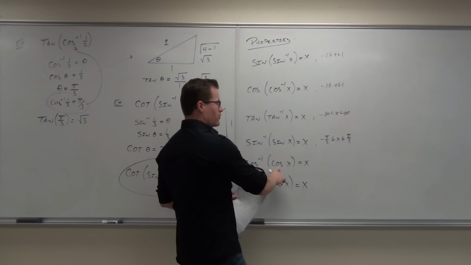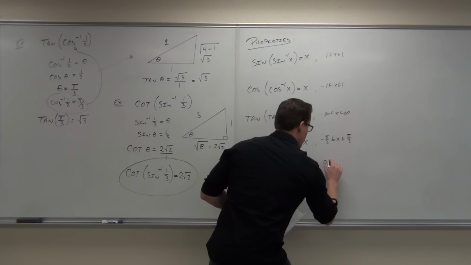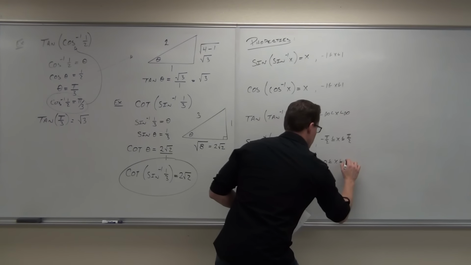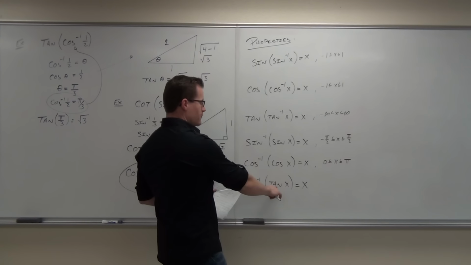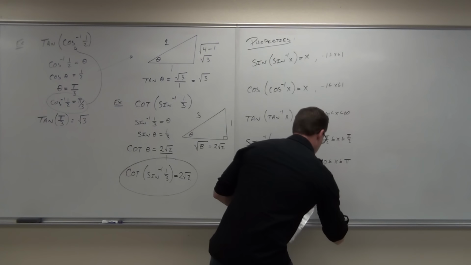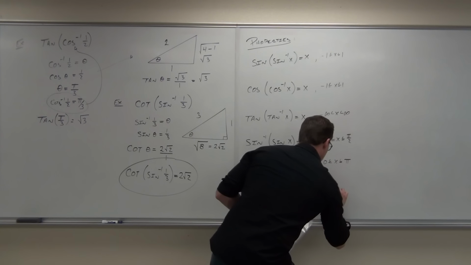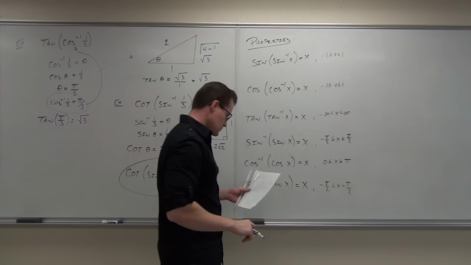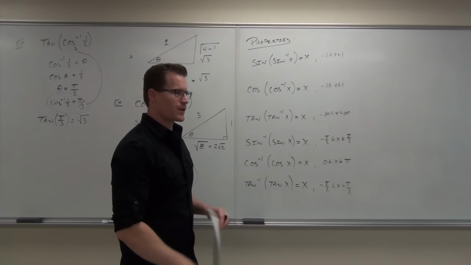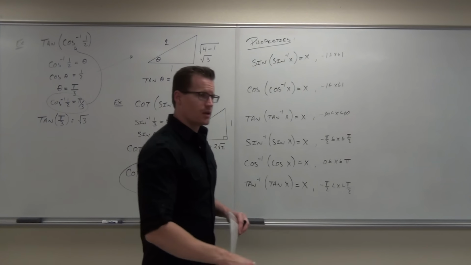This is no longer negative 1 to 1. It's actually 0 to pi. This is no longer negative infinity to infinity. It's negative pi over 2 to pi over 2. I'll give you just two very quick examples about how you would do this. Watch carefully.